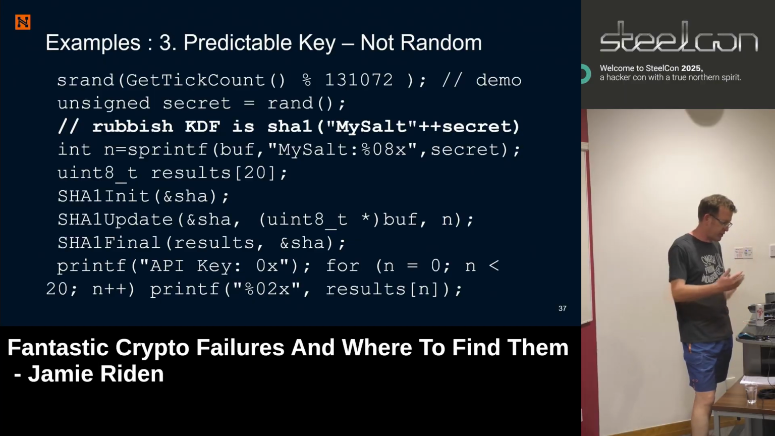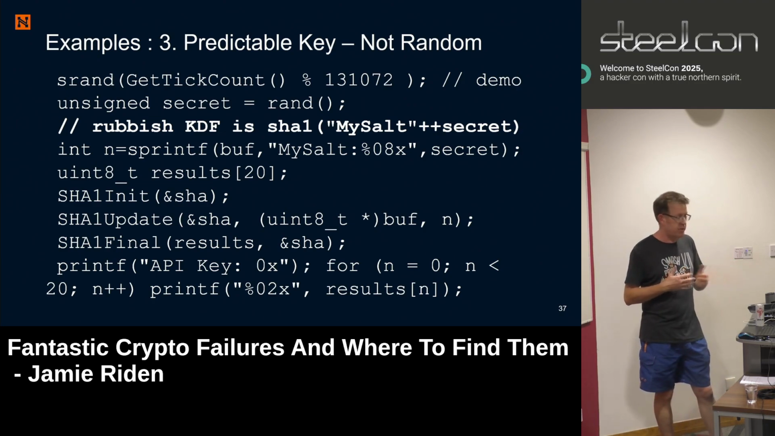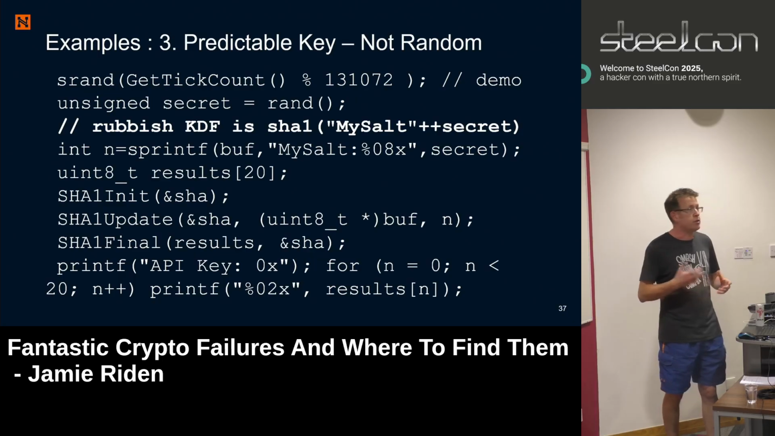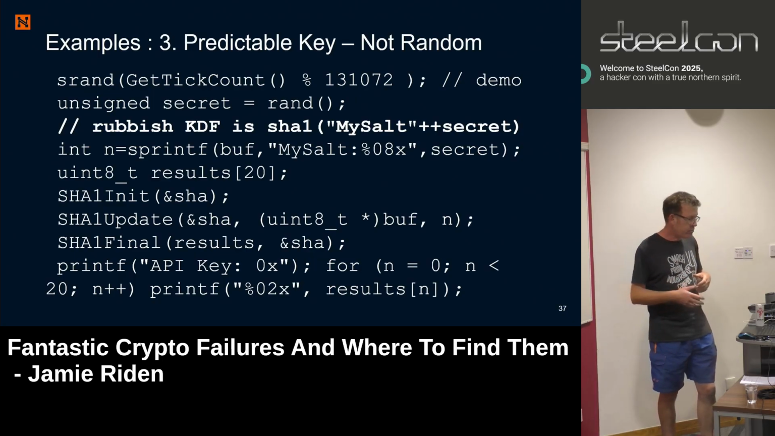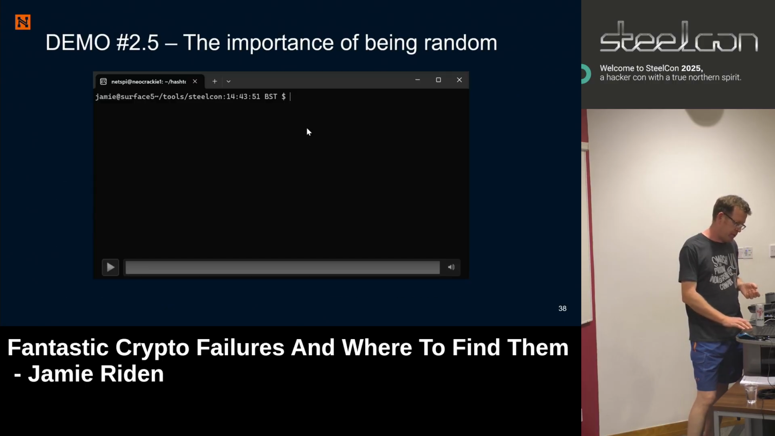This is some code that I wrote just to illustrate the problem. I did get tick count mod 131072 because I wouldn't be able to reboot the thing every time, but it's essentially doing the same thing. Your API key, in this case, is generated using a number between 1 and 130,000 as the random seed.